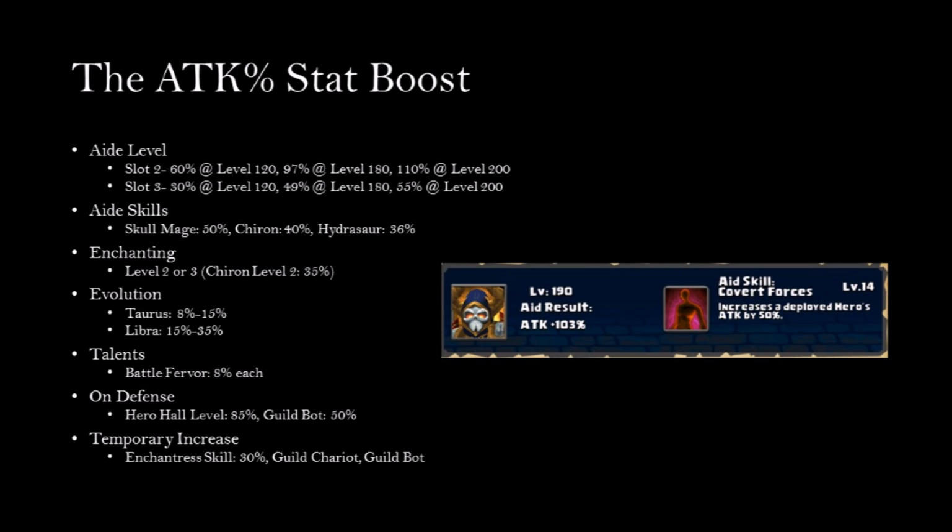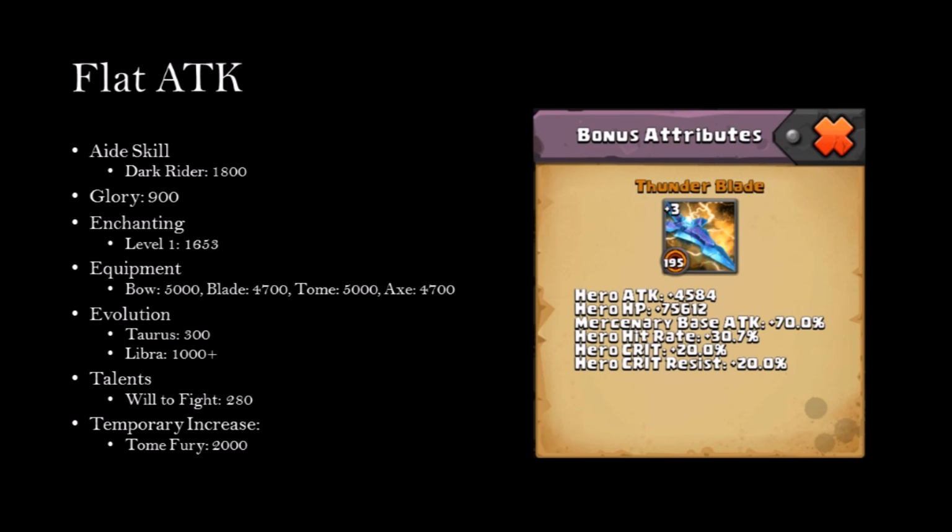But you see here the aid level really is going to be one of the best ways. Here's a picture of a level 190 Skull Mage who's been leveled to 20 of 20. So this player is getting 153% attack from just this one aid. That is huge. Definitely a great idea to go ahead and invest in heroes like Skull Mage and Chiron, Hydrosaur. Great aids for that. And then the next stat we want to look at is the flat attack rate.